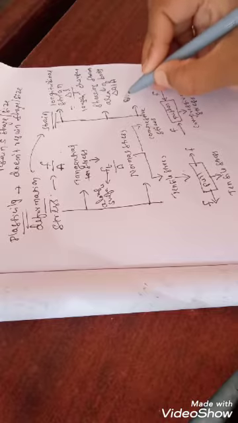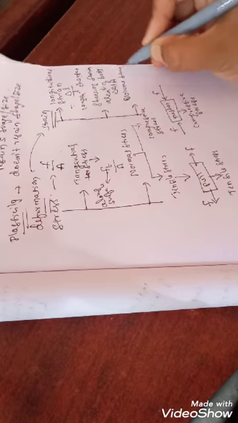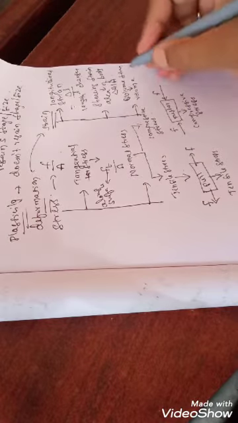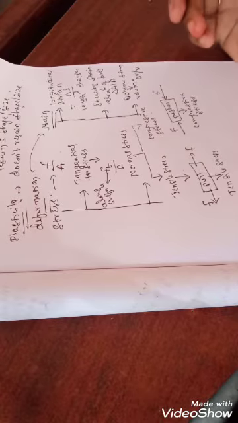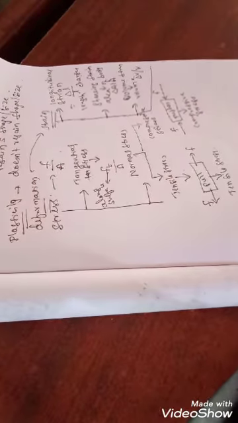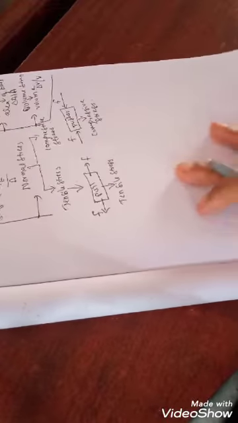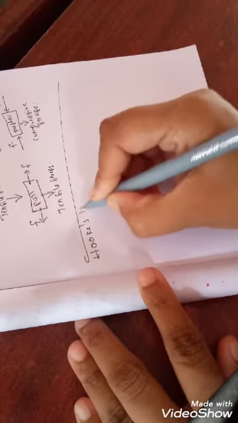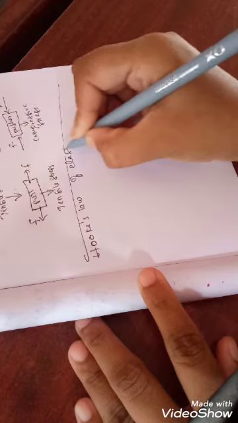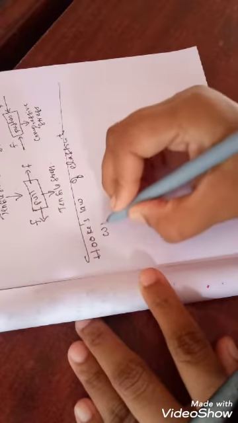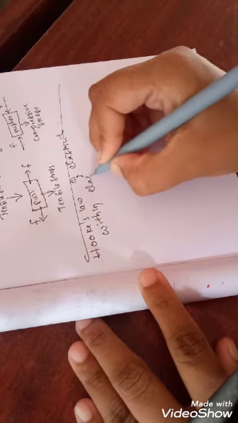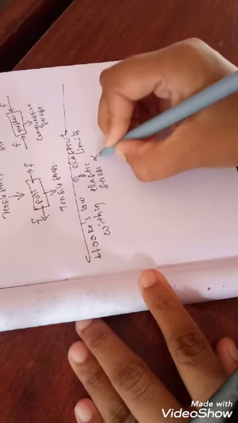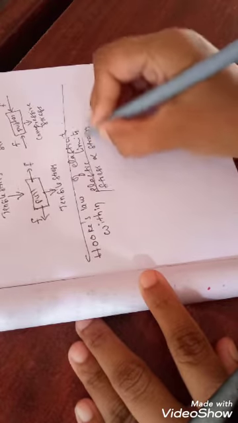Next one, volume strain. The strain is such that it brings a change in the volume of the body. That is change in volume to original volume. Right? Now next, let us see what is Hooke's law of elasticity. Hooke's law of elasticity says that within elastic limits, stress is directly proportional to strain.